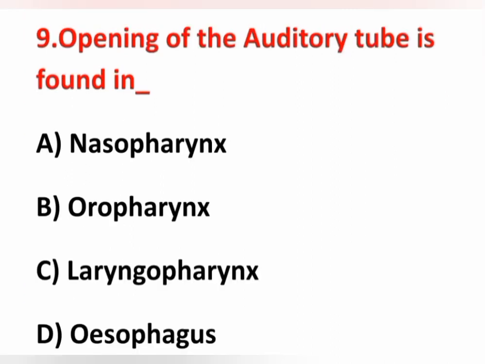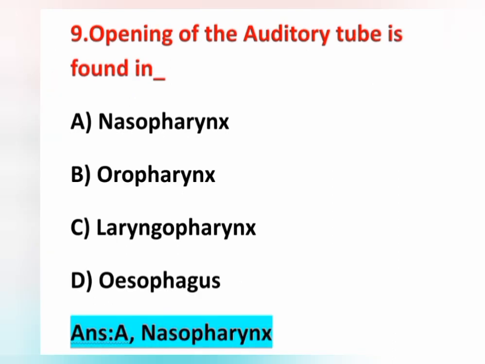Ninth question: the opening of the auditory tube is found in. Options are option A nasopharynx, option B oropharynx, option C laryngopharynx, option D esophagus. The answer is option A nasopharynx. The opening of the auditory tube is found in the nasopharynx.